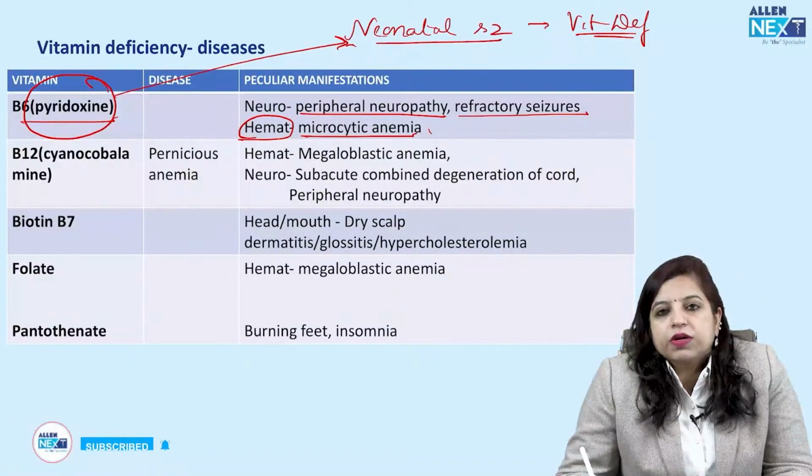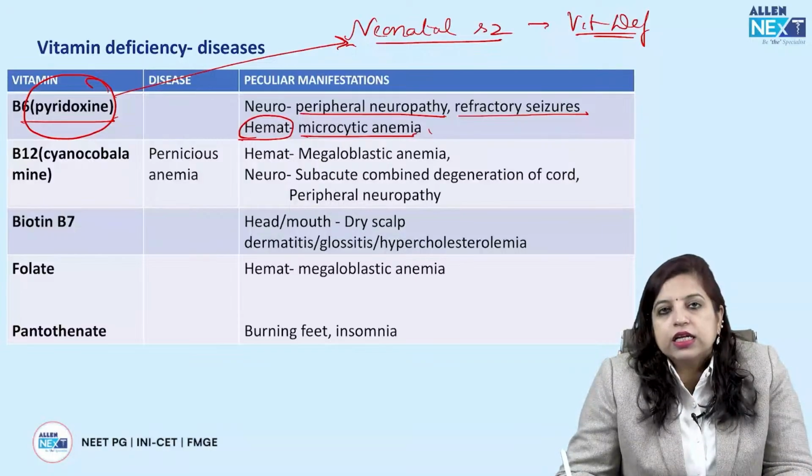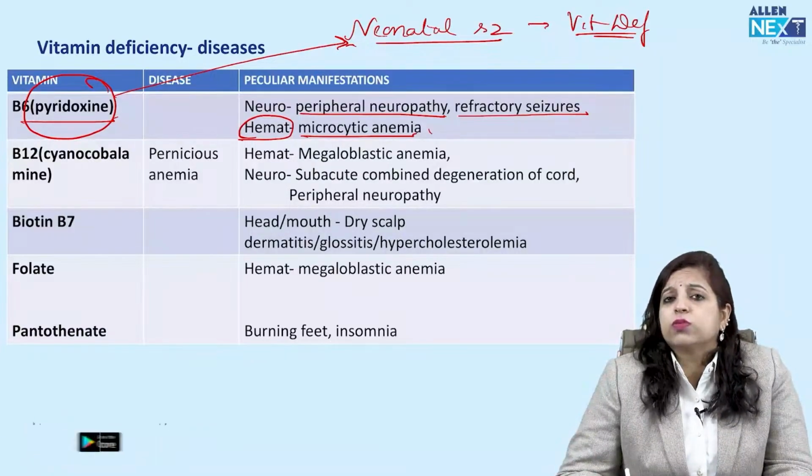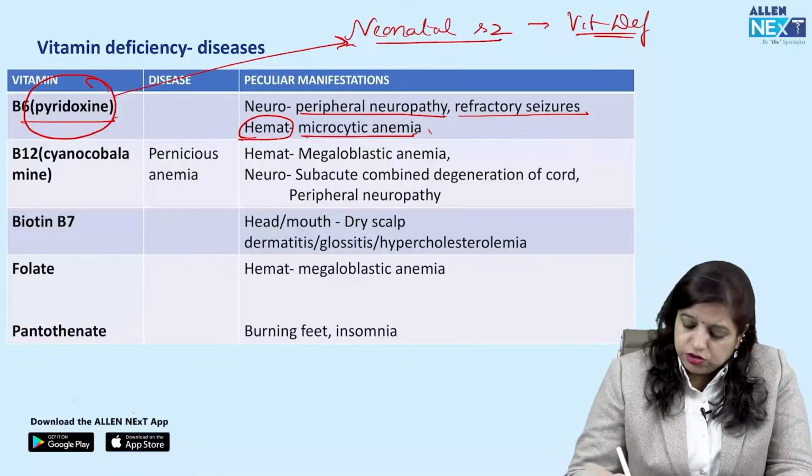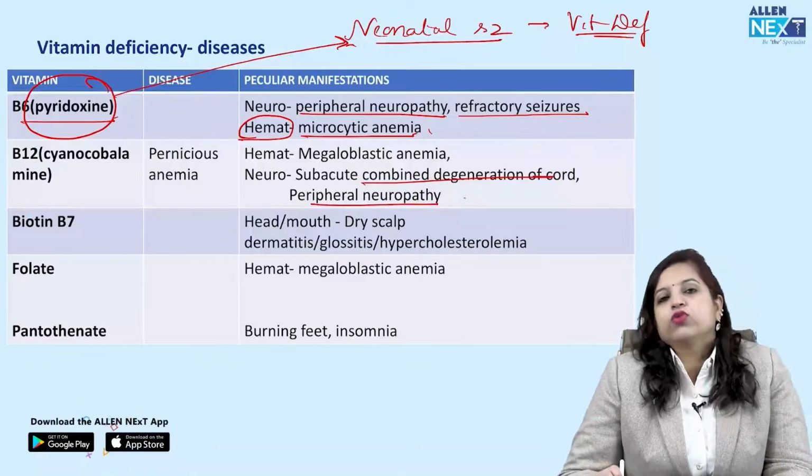Cyanocobalamin deficiency usually presents with pernicious anemia, that is your megaloblastic anemia, and the neurological manifestation would be subacute combined degeneration of the spinal cord and peripheral neuropathy.